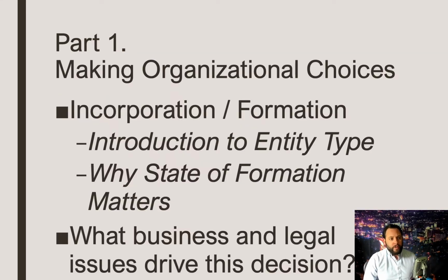This is the first video in our series on making organizational choices, and we're going to begin by briefly discussing the types of entities that we can form or incorporate, introduction to the entity types. I'm going to mention briefly why the state of incorporation matters, and we'll allude to the video on the internal affairs doctrine when that comes up, because the internal affairs doctrine states that the state in which you form or incorporate governs your internal affairs of your business. And then we're going to introduce the 7 issues that drive the decision of which entity to form.